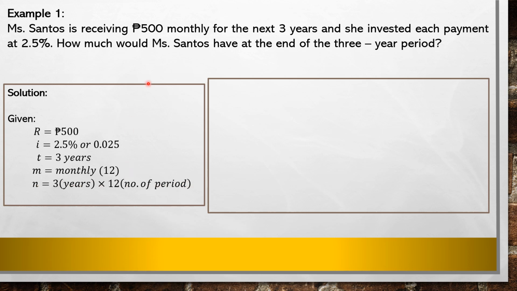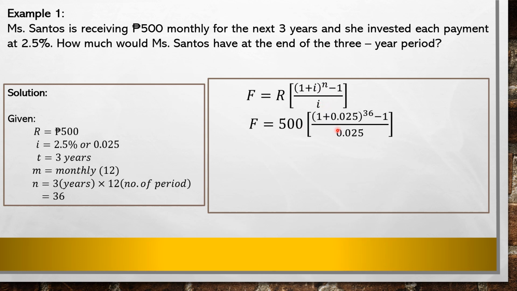Okay? And ang end natin, para makuha natin is yung ating time na 3 years times yung ating month compounding na number of compounding or the conversion period is 12. So, 3 times 12, ang n natin ay 36. Okay, then we'll just substitute to the formula. F is equal to the regular payment, 1 plus I raised to n minus 1 over I. Okay, so ang R natin ay 500. Substitute 1 plus, ang I natin ay 0.025. Okay, ang n natin ay 36 minus 1. All over again, ang I ay 0.025.